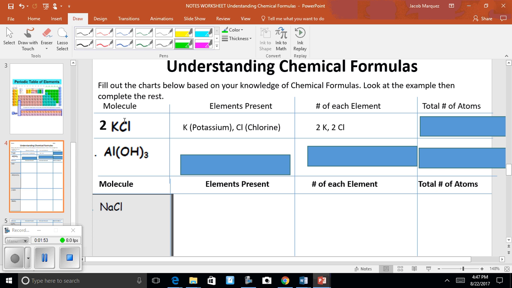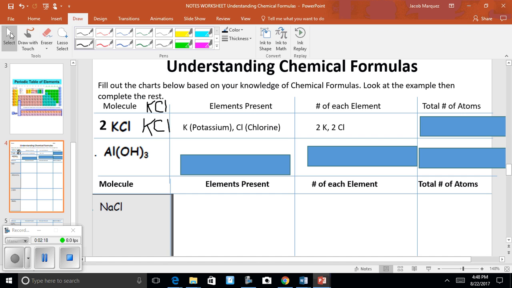Remember, that 2 means that I have two molecules. So that's the same thing as me saying a molecule of KCl looks like this. There's your K and there's your Cl. But I have two of them. That coefficient tells me I have two of them. So all you've got to do is just count them, right? 1, 2. Two Ks and two Cls.